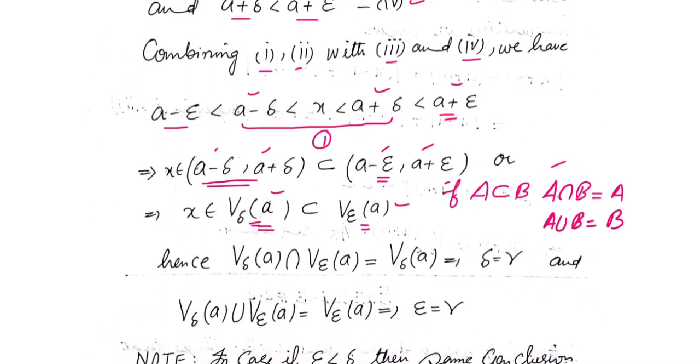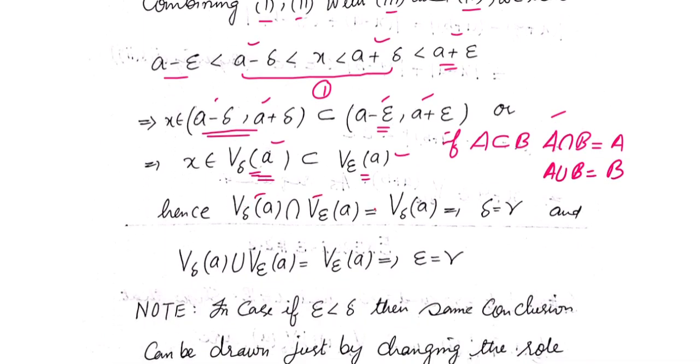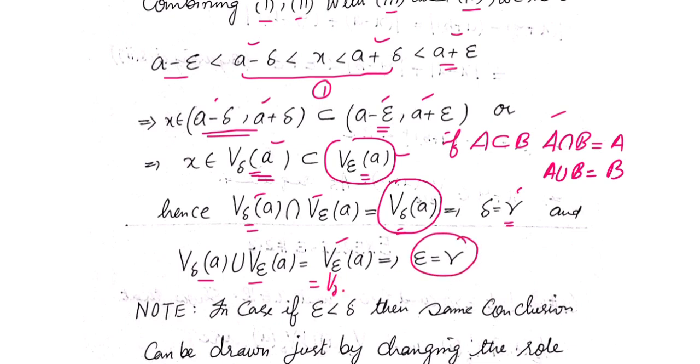So when you take their intersection, it will be equal to the smaller set, that is the delta neighborhood of a. Now I have to find a gamma. As their intersection is a delta neighborhood of a, in this case our delta will be equal to gamma. Similarly, when you take the union of these two sets, this is equal to the larger set, which is the epsilon neighborhood of a. So their union will be the larger set. Again, if you set epsilon equal to gamma here, then this is equal to V gamma of a.